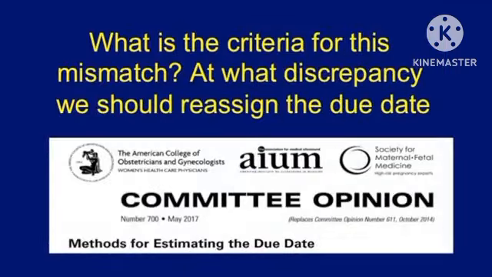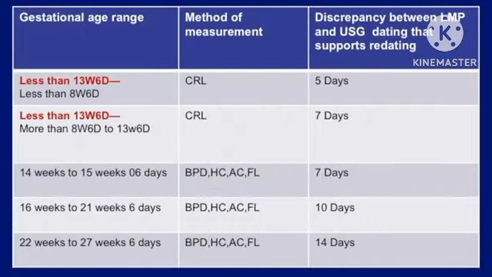So what are these criteria of mismatch? At what discrepancy should we reassign the due date? Is it different at different gestational ages? So we will see that. This chart tells us the acceptable range of variation between the LMP and ultrasound age. They've divided it into less than 14 weeks and more than 14 weeks for the important purpose of method of measurement, which is the CRL before 14 weeks, and after that it is the different measurements.